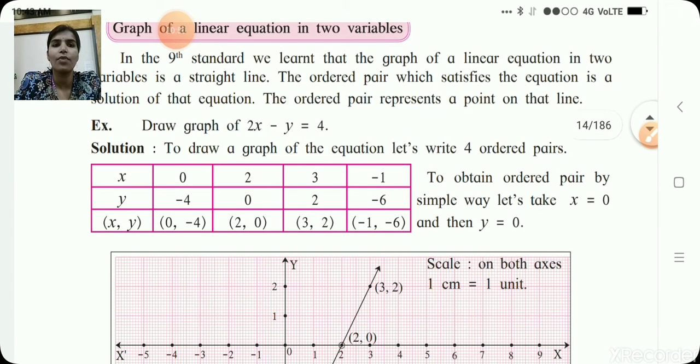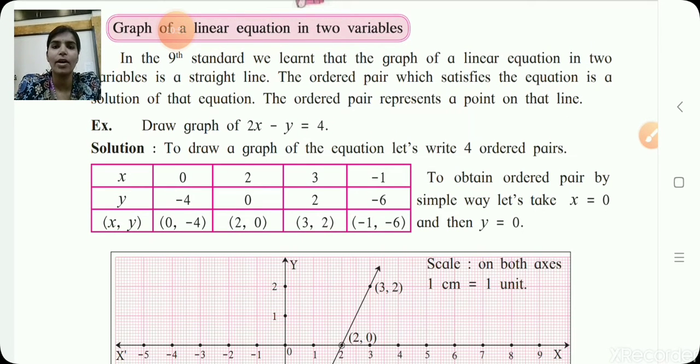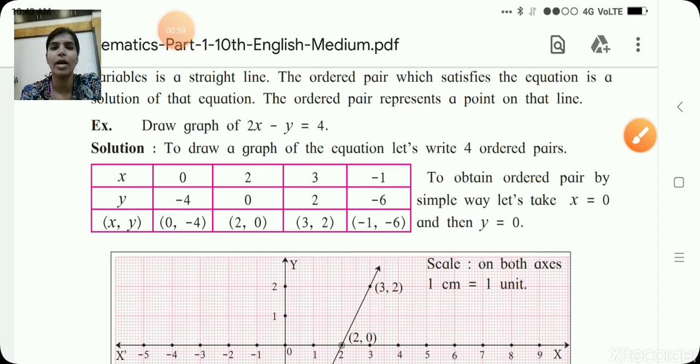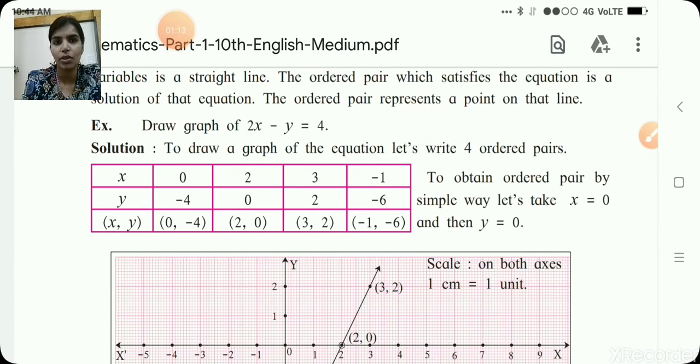So here we want to prepare one table. In that table we are writing x, y, and in the third we are writing x comma y. One by one you want to take the values of x. In first we are taking the value of x as 0. If we put it in our equation, 2 into 0 is 0, so minus y is equal to 4, that means y is equal to minus 4. So your first coordinate is 0 comma minus 4.